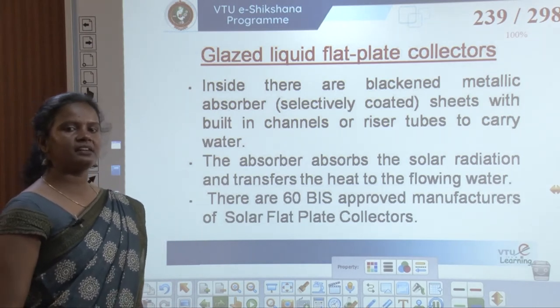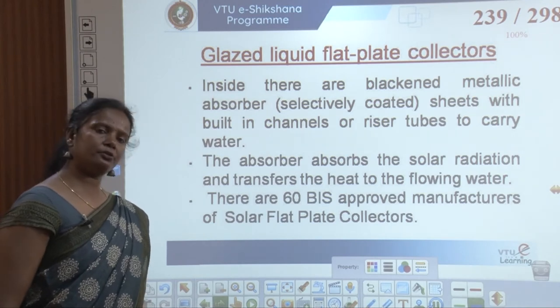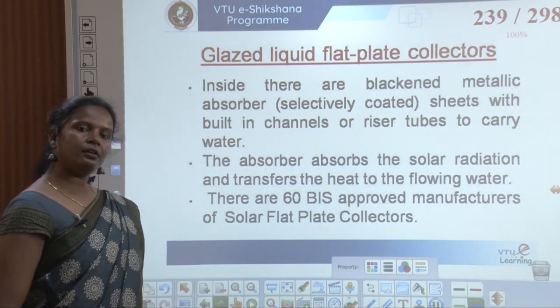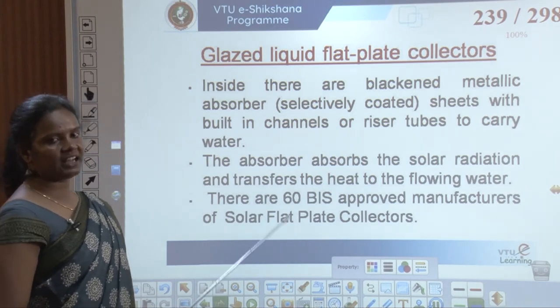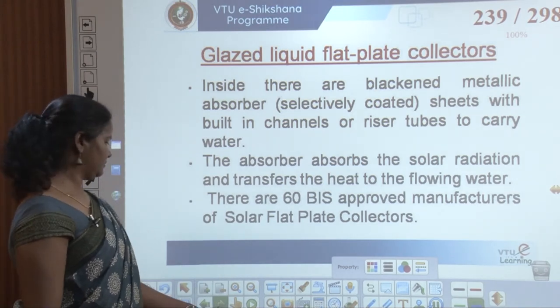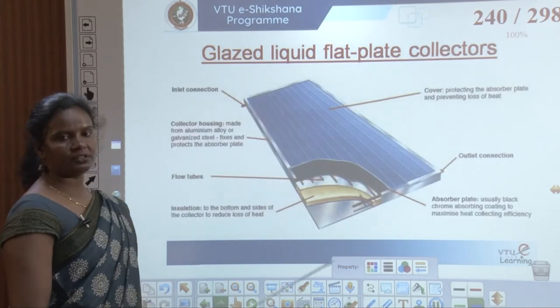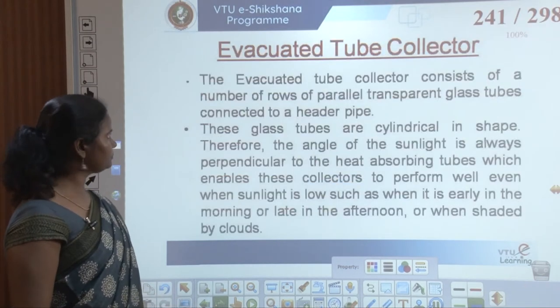There are 60 BIS-approved manufacturers of solar flat plate collectors. BIS is nothing but the Bureau of Indian Standards. This has to be approved by BIS. So this is how it works.